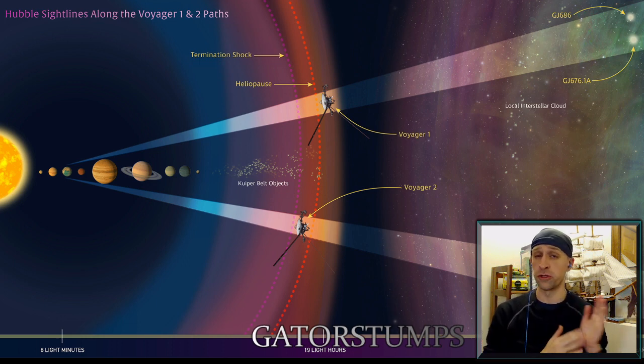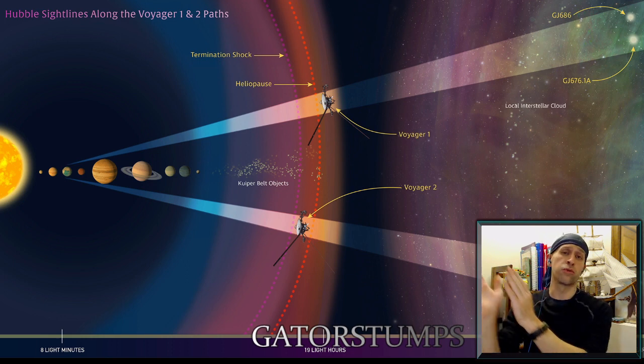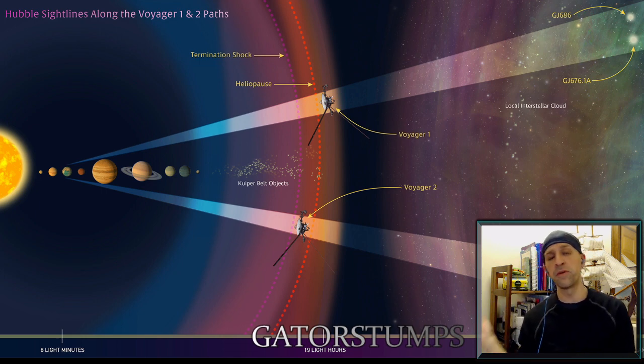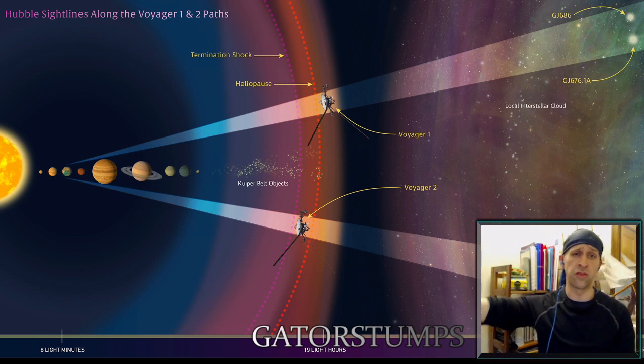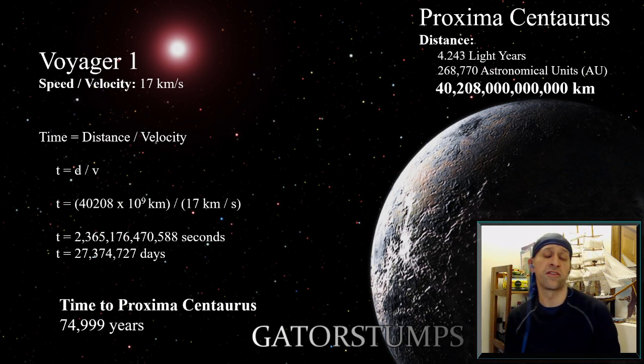So Voyager 1 and Voyager 2 are still on their way out. But let's pretend real quick that Voyager 1, instead of drifting off towards the interstellar cloud that has GJ 686, was launched and headed straight to Proxima Centauri. And so here's what we get. This might blow your mind, but Voyager is currently traveling at a speed of 17 kilometers per second.